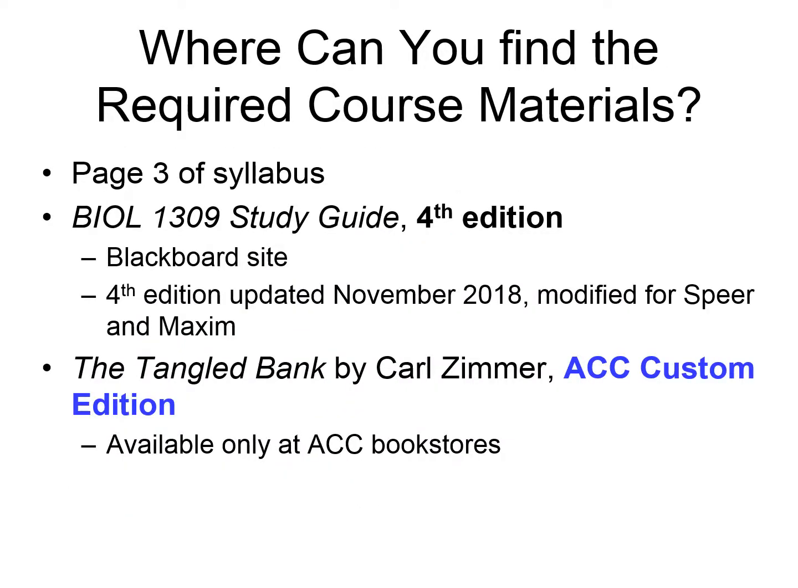As explained on page 3 of the syllabus, you will need this edition of the Biology 1309 study guide, and it will be available on the Blackboard site for this class. Please make sure you use the edition that is on the Blackboard site because it is a special edition that has been modified specifically for us. You will also need a copy of the Tangled Bank by Carl Zimmer, the ACC Custom Edition. This is available only at the ACC bookstores. It is not available anywhere else.